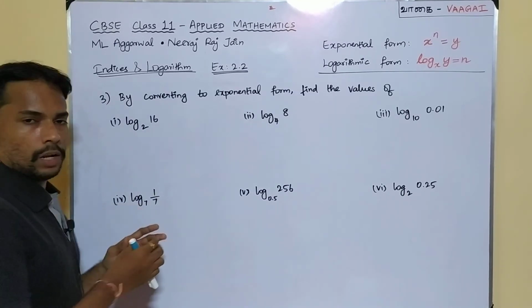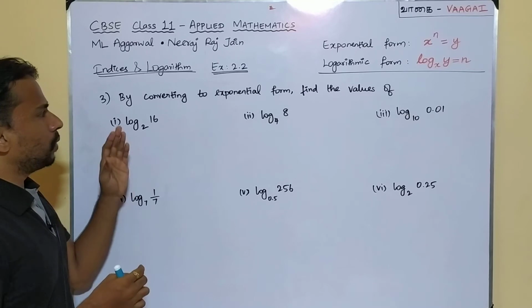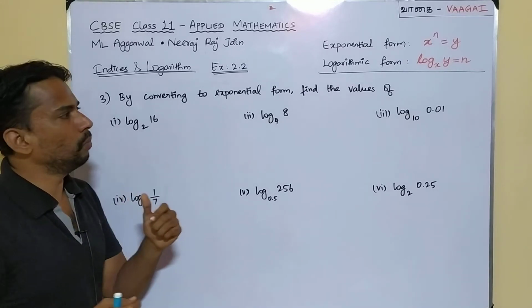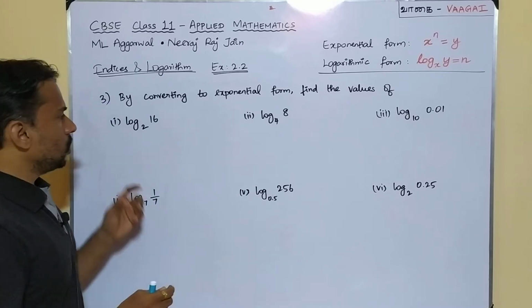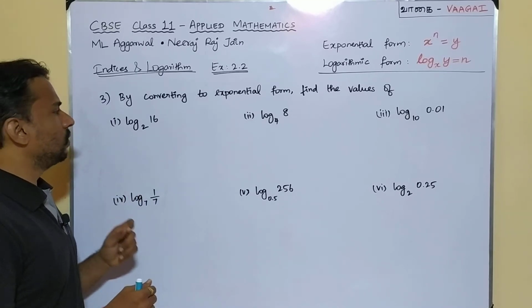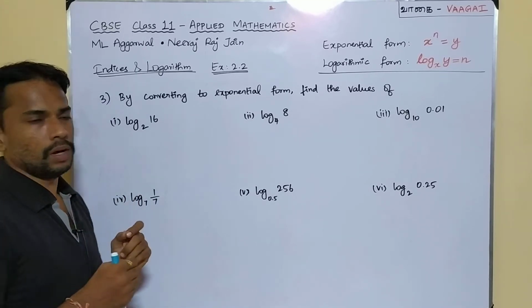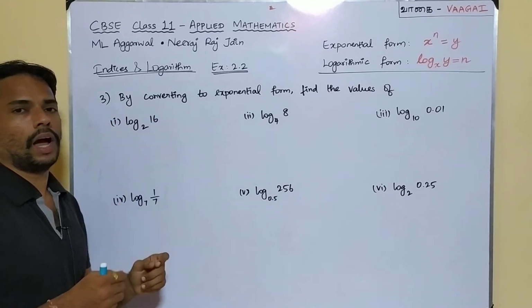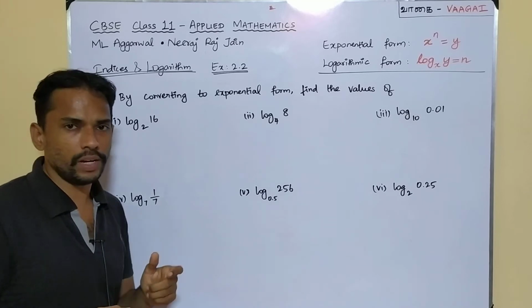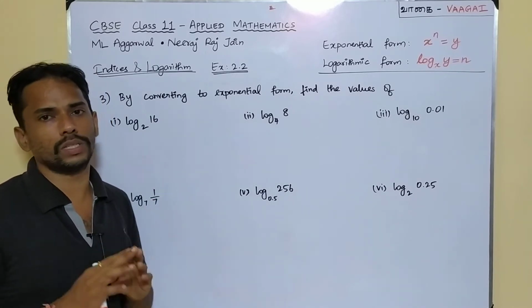Next with us is question number 3. Here our question is, by converting to exponential form, find the values of the following. If you see all these, we have everything given in terms of logarithm, but the right hand side is missing. That is, this logarithmic value is missing, and that is what we are asked to find in the question.